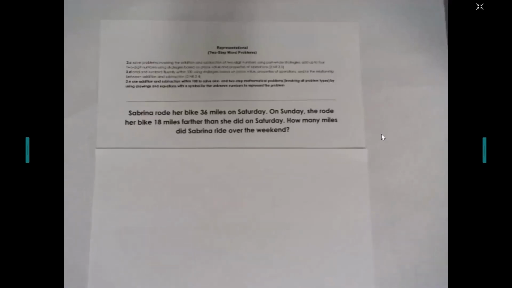Sabrina rode her bike 36 miles on Saturday. On Sunday, she rode her bike 18 miles further than she did on Saturday. How many miles did Sabrina ride her bike over the weekend?